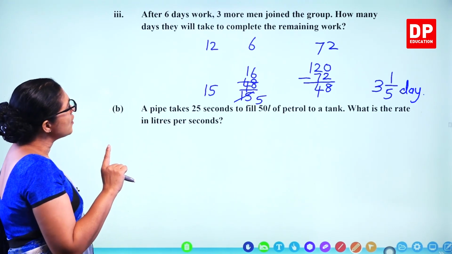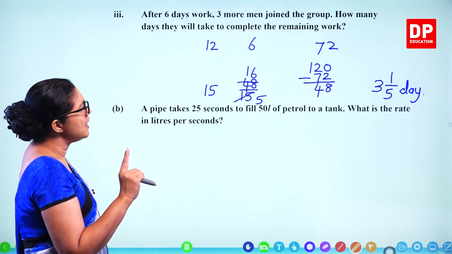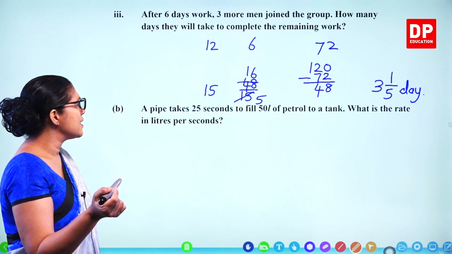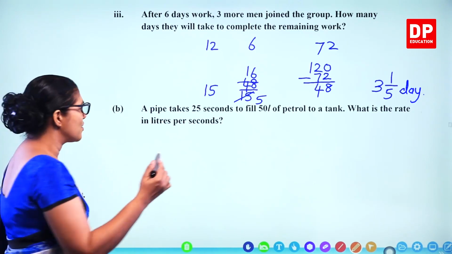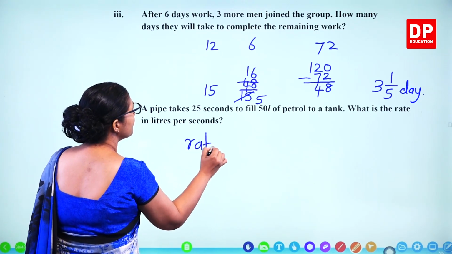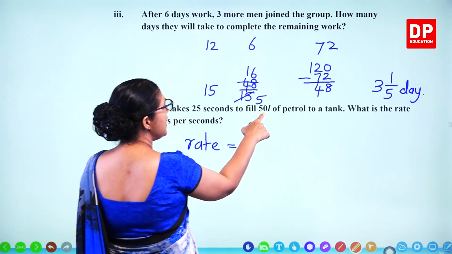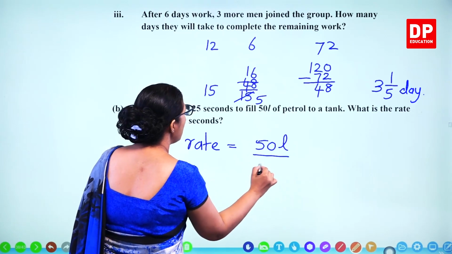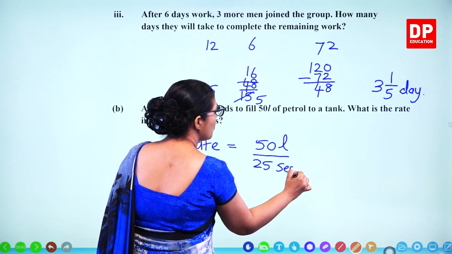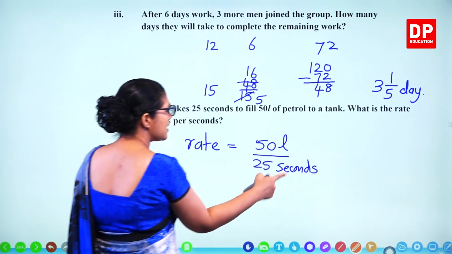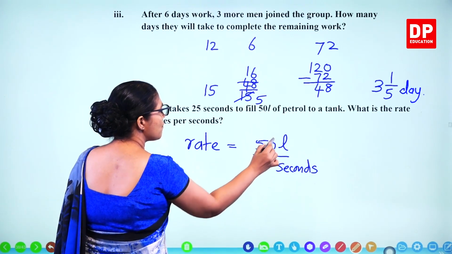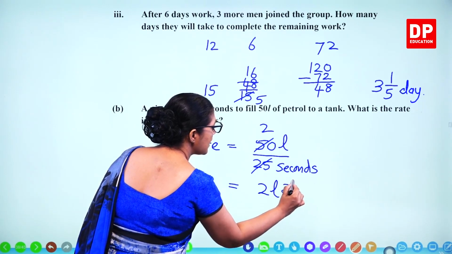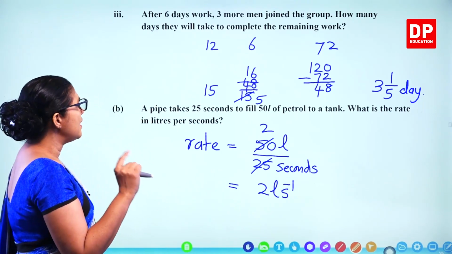A pipe takes 25 seconds to fill 50 liters of petrol into a tank. What is the rate in liters per second? So the rate you can straight away find out. This is 50 liters within 25 seconds. So you can give the rate in liters per second: 50 divided by 25, 2 liters per second. So that's the rate.